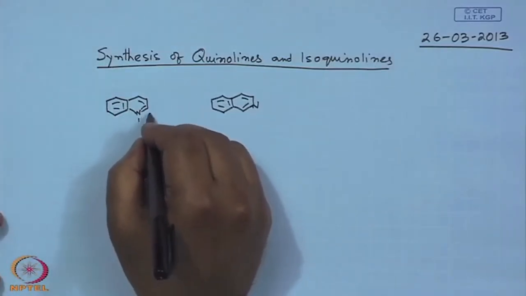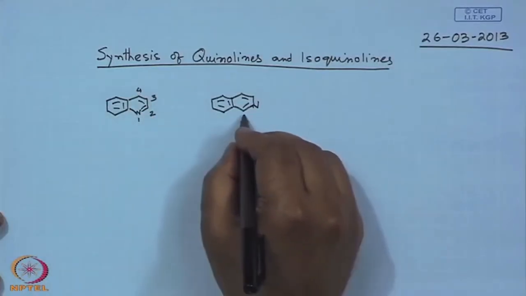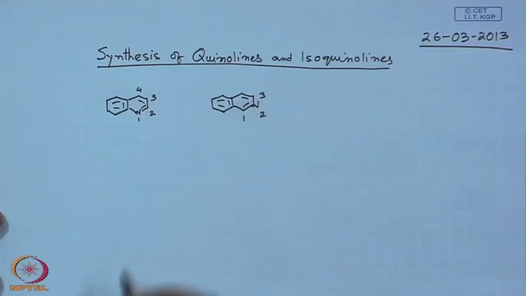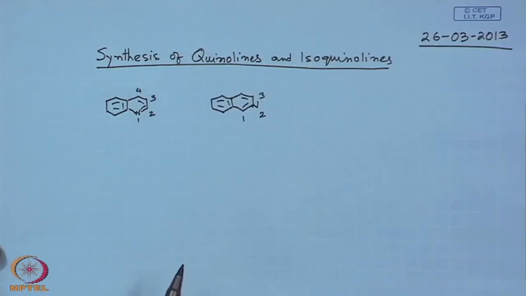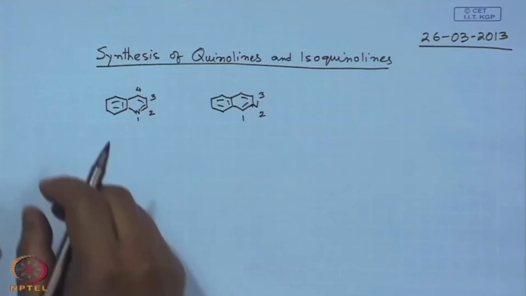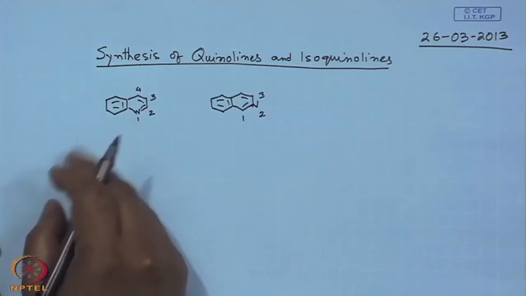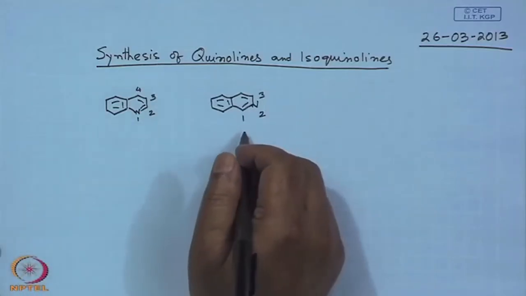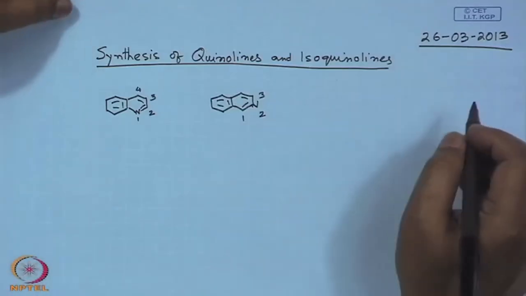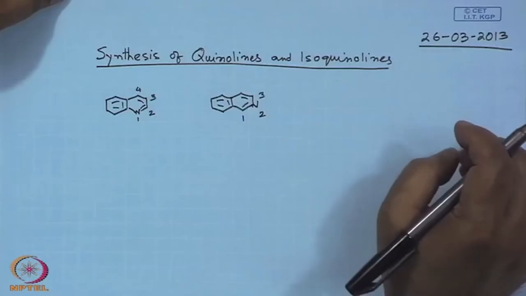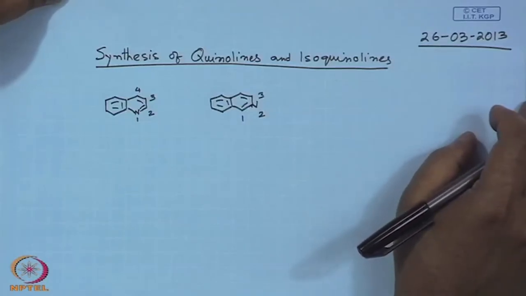So, all of you know the numbering starts from 1, 2, 3, 4 this way. In case of isoquinoline, 1, 2 and 3, and these nuclei are very important in the pharmaceutical industry as well as natural products chemistry. Also many of you know that quinine is in natural products in which quinoline moiety is found, and isoquinoline also is a nucleus which can be found in a very famous natural product. It is a little difficult to visualize, but it is there in the structure of morphine. It is not exactly the aromatic one, but it is a hydroaromatic one.